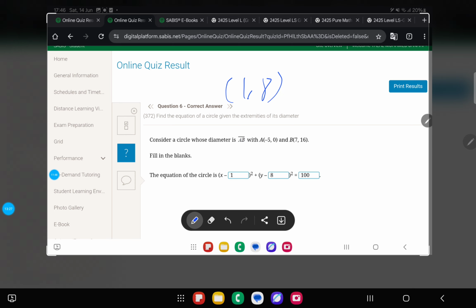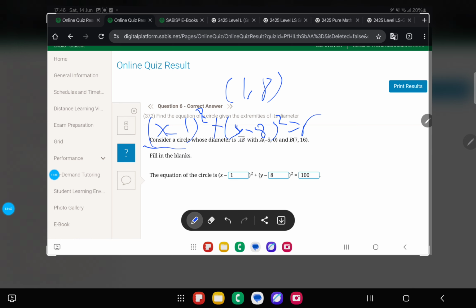Now to put it in the rule for the equation of the circle: x minus 1 squared plus y minus 8 squared equals... they want the radius too. We forgot to find the radius.